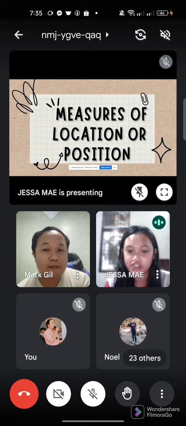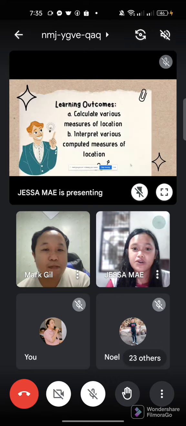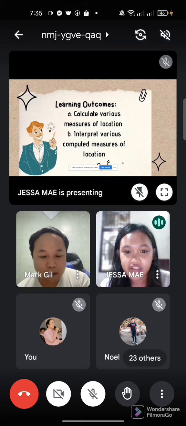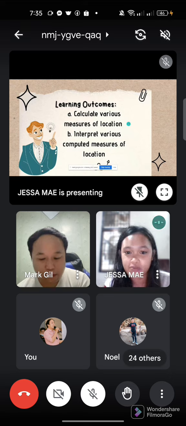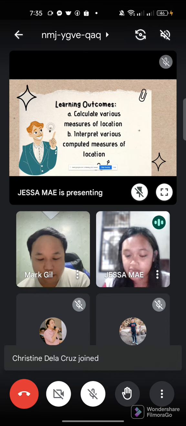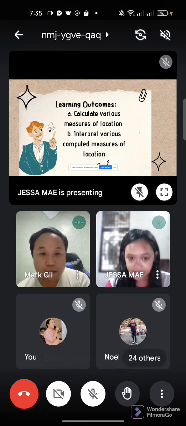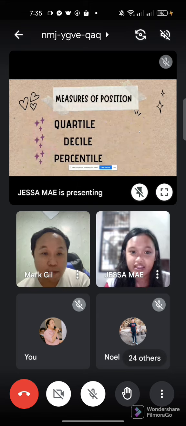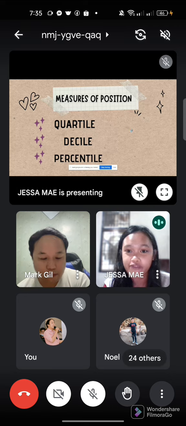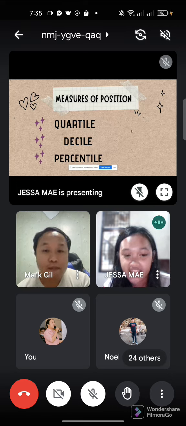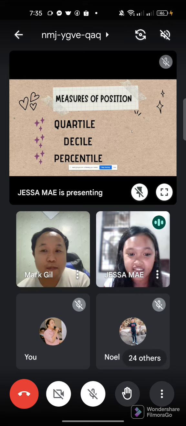Measure of location or position. So, the learning outcomes are: A, calculate various measures of location; B, interpret various computed measures of location. And we will look at three measures of position. First is the quartile, second is the decile, and number three is the percentile.